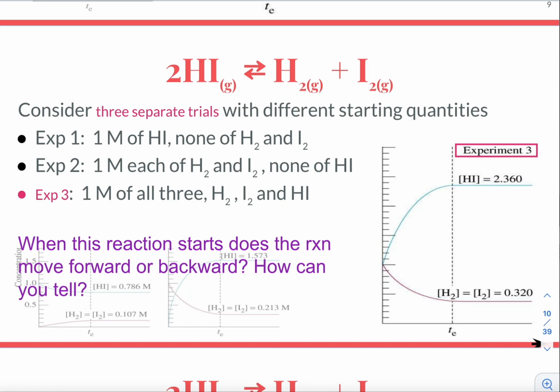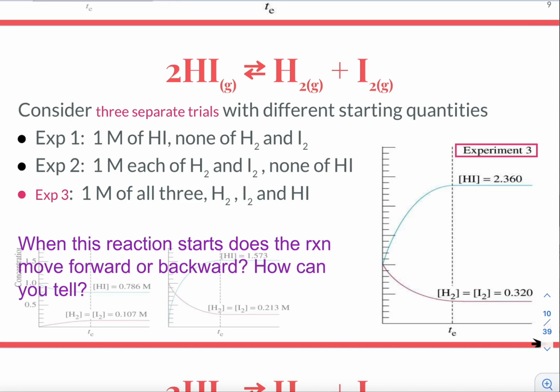Okay, so here's our third experiment. So you can see the first one under here and the second one. Okay, here we're starting with 1 molar of all 3. So at our time 0, before any reaction happens, we have 1 molar HI, 1 molar H2, and 1 molar I2. So the question here is, when this reaction starts, does the reaction move forward or does it move backward? Which one is happening here?